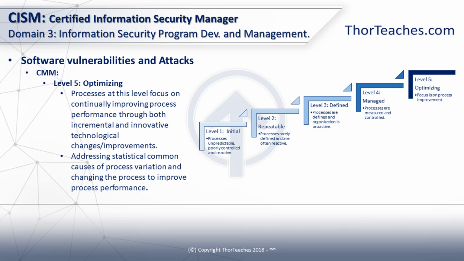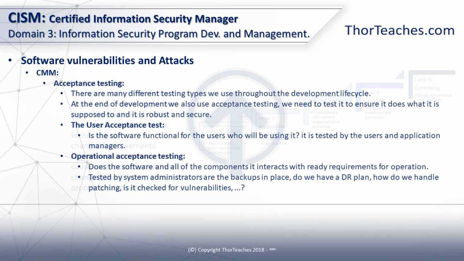Level 1, processes are unpredictable, poorly controlled, and reactive. Level 2, processes are rarely defined and are often reactive. A little better, but not much. Level 3, processes are defined and the organization is proactive. Level 4, processes are measured and controlled. And finally level 5, everything is pretty much good. We're focusing on process improvement.